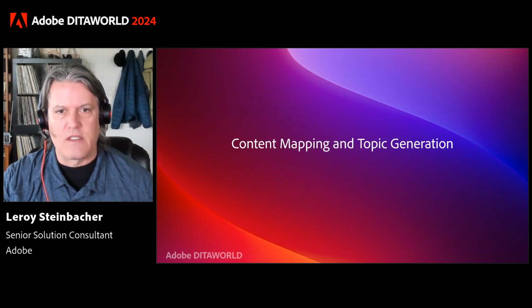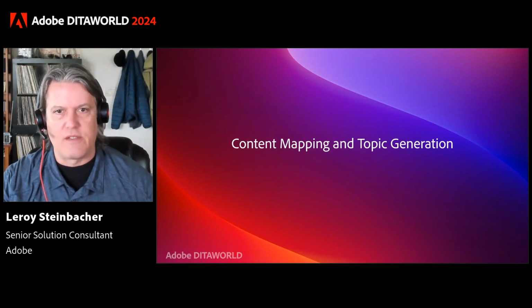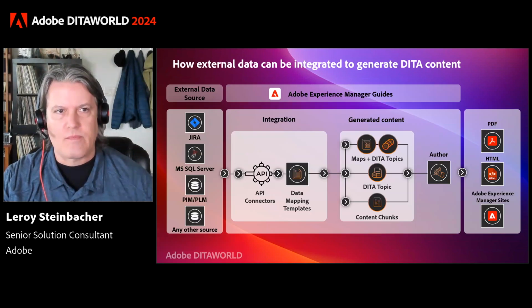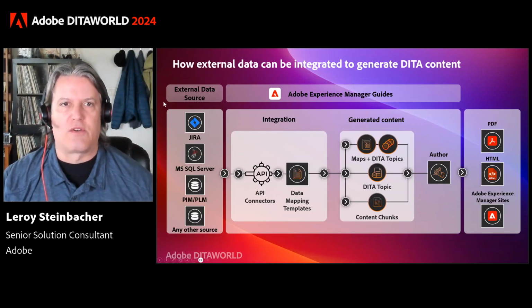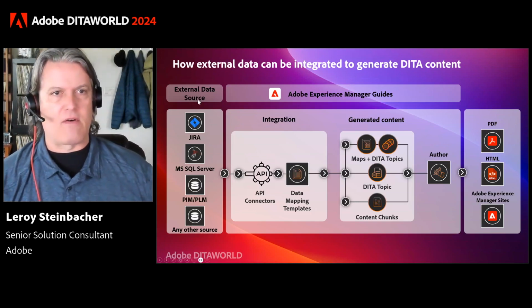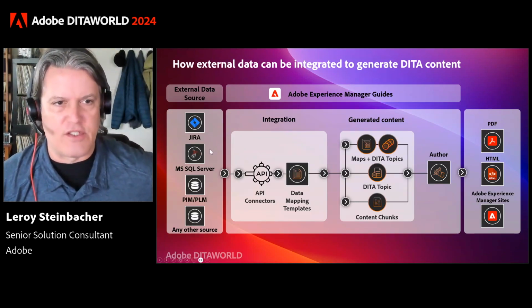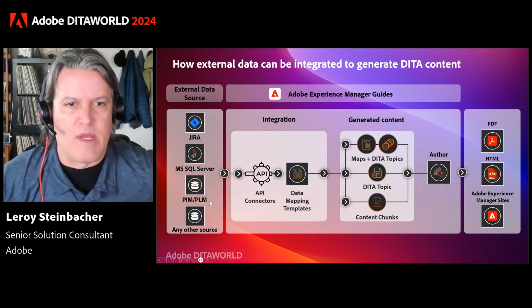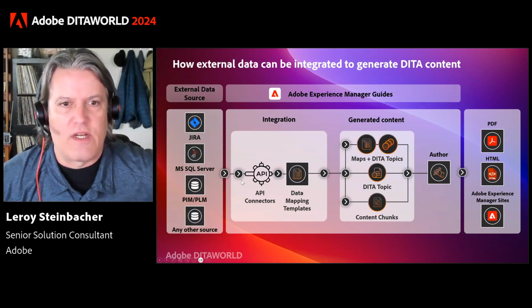So we'll take a look at content mapping and topic generation. How can external data be integrated to generate data content? On the left-hand side, we have our external data sources, like we mentioned, JIRA, MySQL, PIM, and PLM. Once this integration takes place, you can have some APIs for these connectors.